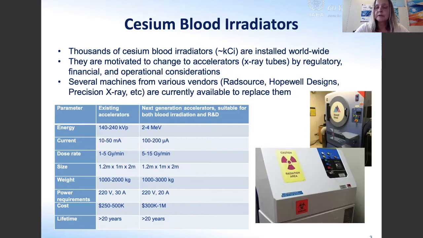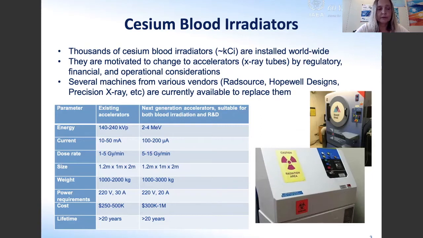So typically it's a relatively small machine, a relatively low activity. The typical cesium blood irradiator is 1 to 10 kilocurie, and there are thousands of them installed worldwide. Primarily, they are used for blood irradiation. However, at the same time, they can be used for some R&D activities. And nowadays, in different countries, owners of these machines are motivated to replace them, to change them to accelerators by regulatory, financial, and operational considerations.